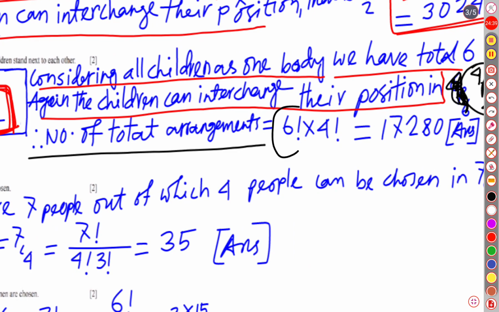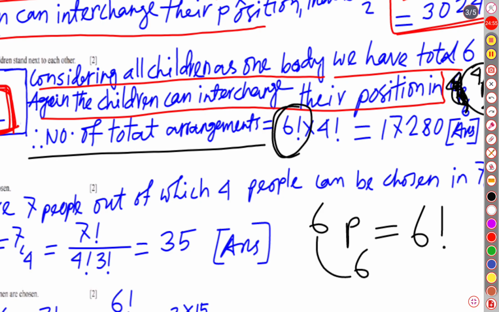First there were overall 6 units, so 6 factorial ways or 6P6, and 6P6 and 6 factorial are actually the same, because if you subtract 6 minus 6, it's 0. 0 factorial means 1, and if something is divided by 1, it is all the same. So it's all about arrangement, that's why 6 factorial ways or 6P6, and all the children can interchange their position, that's why 4P4 means 4 factorial ways.